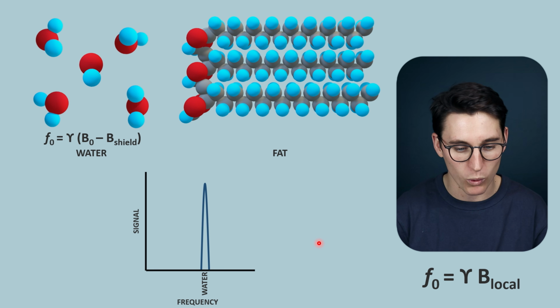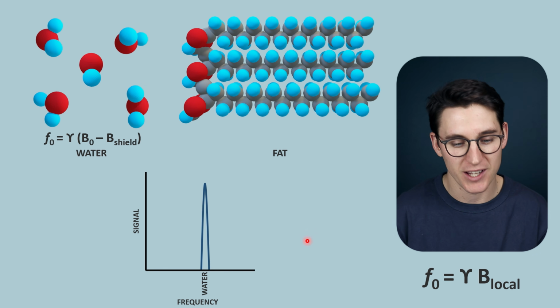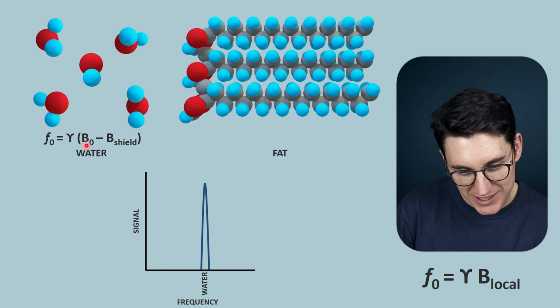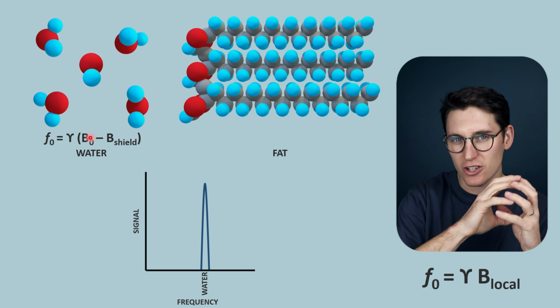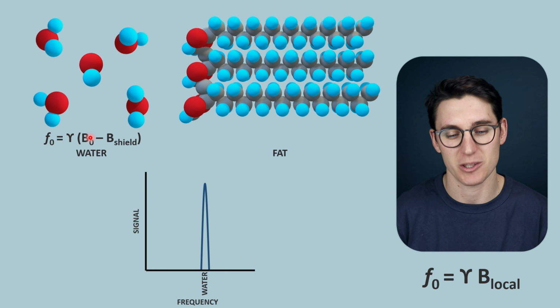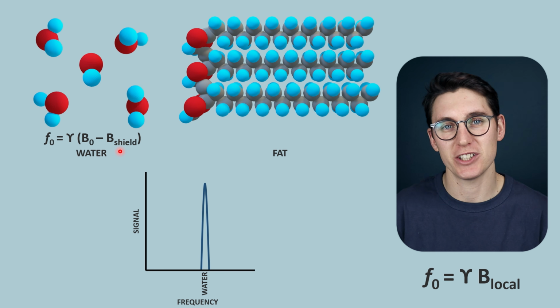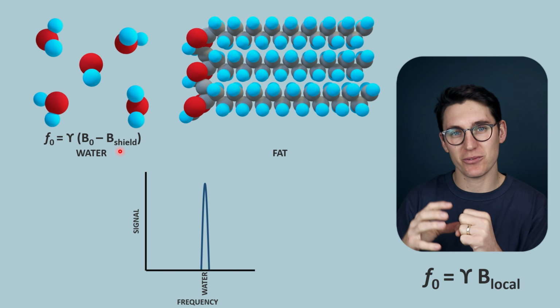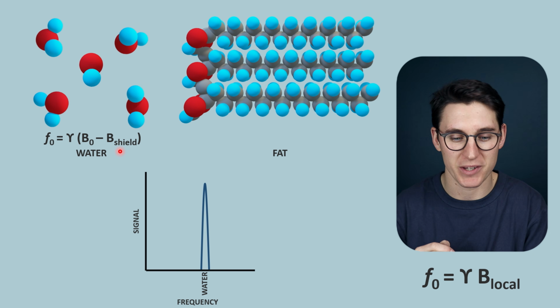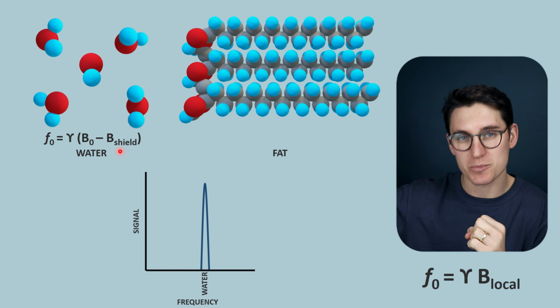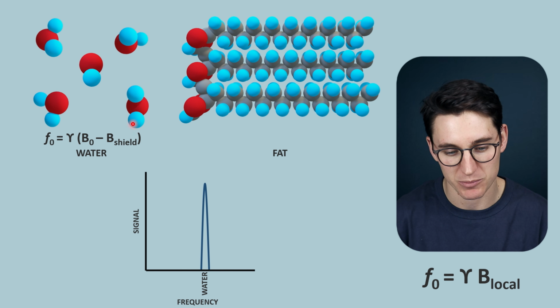So let's look in water at what the local magnetic field is. The local magnetic field is B0, the main magnetic field, the large magnetic field that we apply across our patient, minus the electron shielding, that local electromagnetic field that is created around the hydrogen atom. And in water, that's very small. That electron is predominantly around the oxygen atom here.